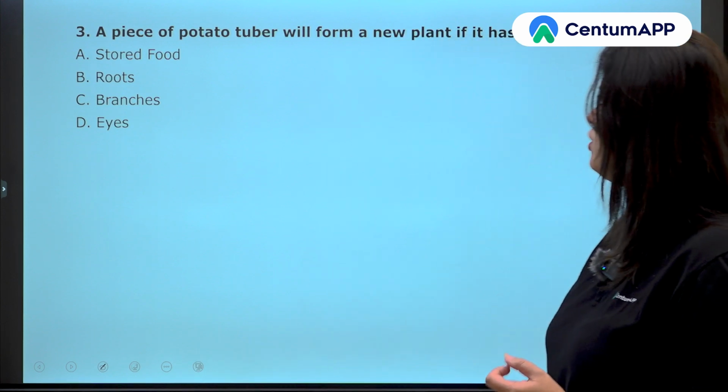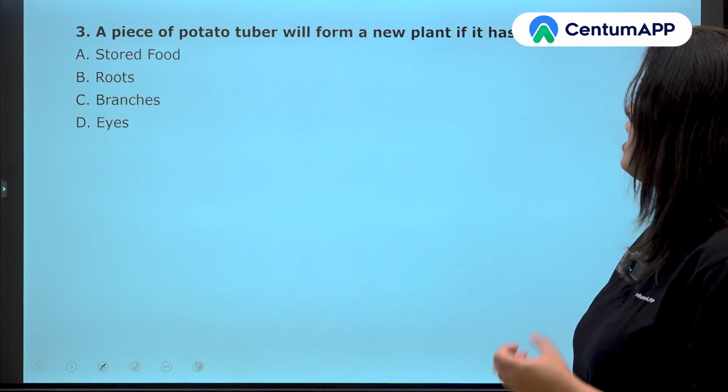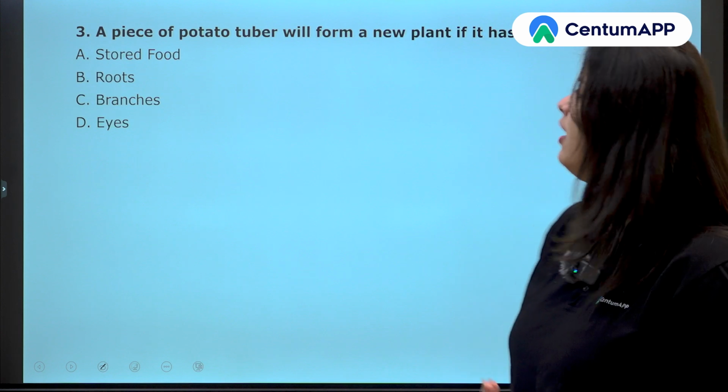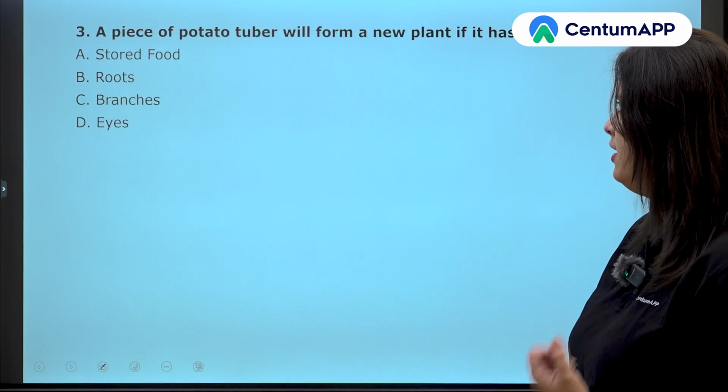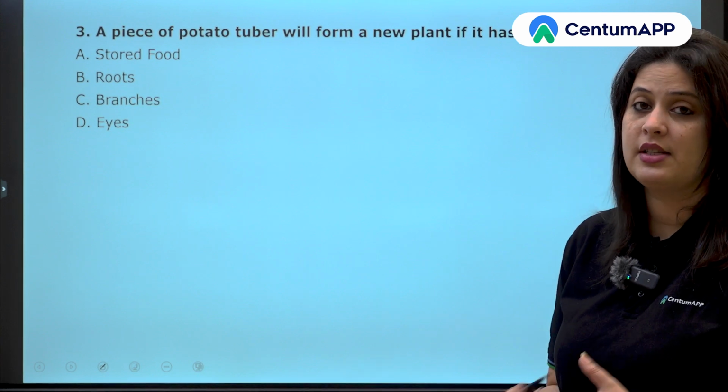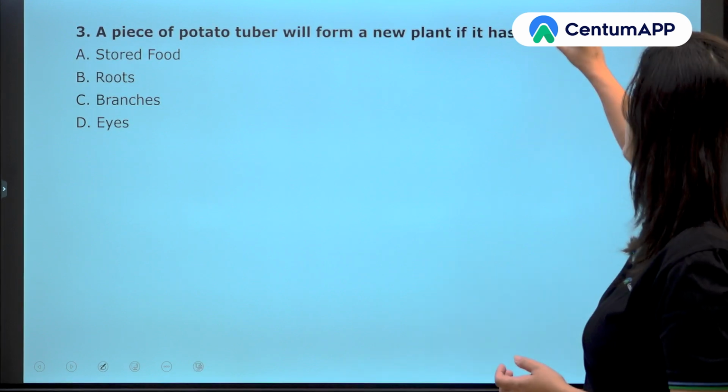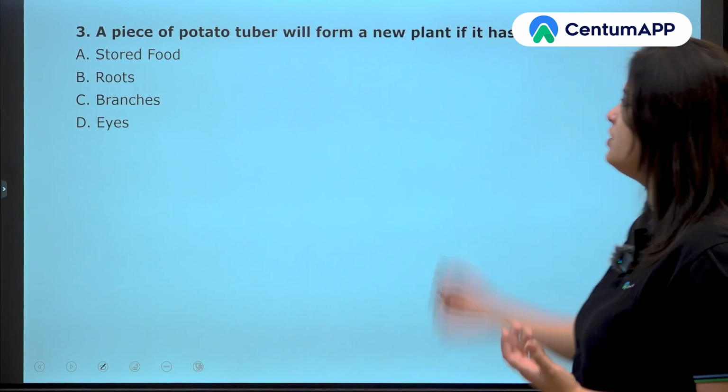A piece of potato tuber will form a new plant if it has stored food, roots, branches, or an eye. As I just explained, if the potato has an eye, that will develop into a new plant.